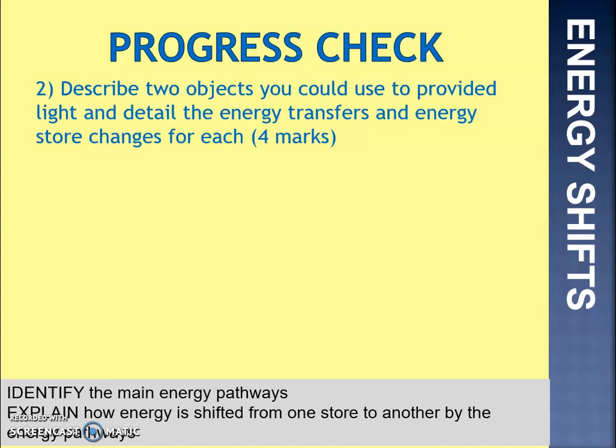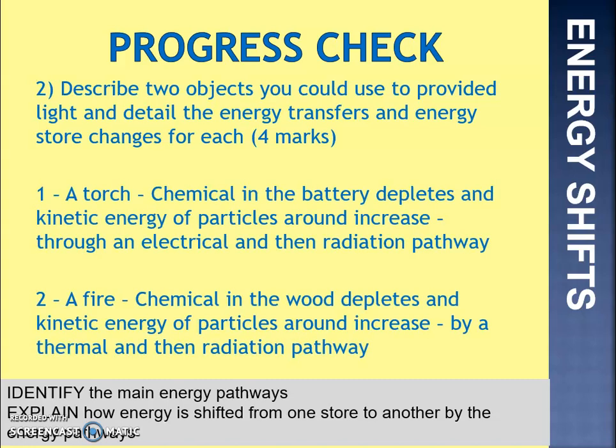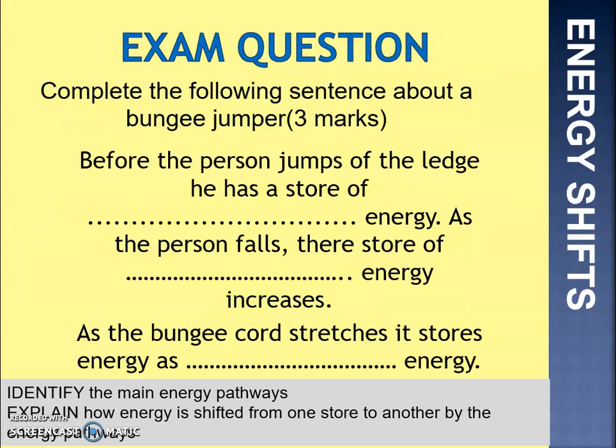Two objects you could use to provide light, and detail the energy transfers and energy stores for each. So we could use number 1, a torch. Chemical in the battery goes down, kinetic energy of particles around increases through an electrical and radiation pathway, the radiation producing the light. With a fire, the chemical in the wood depletes and internal energy of particles would increase by a thermal, then a radiation pathway, again producing that light.